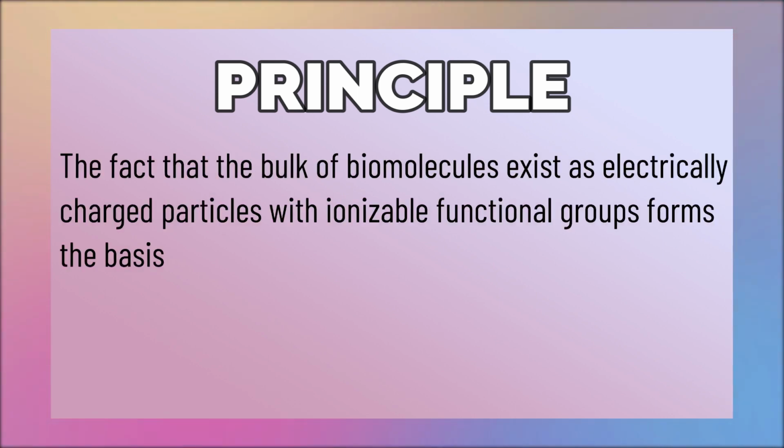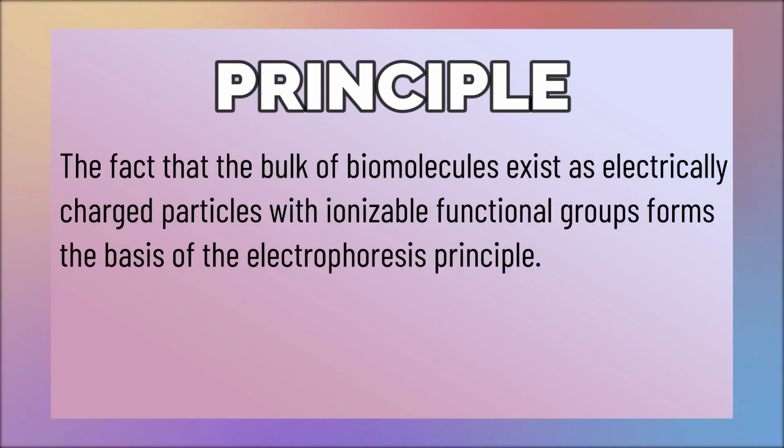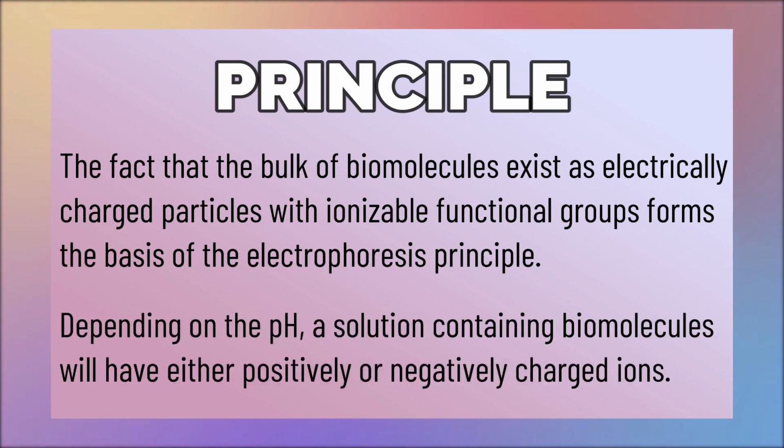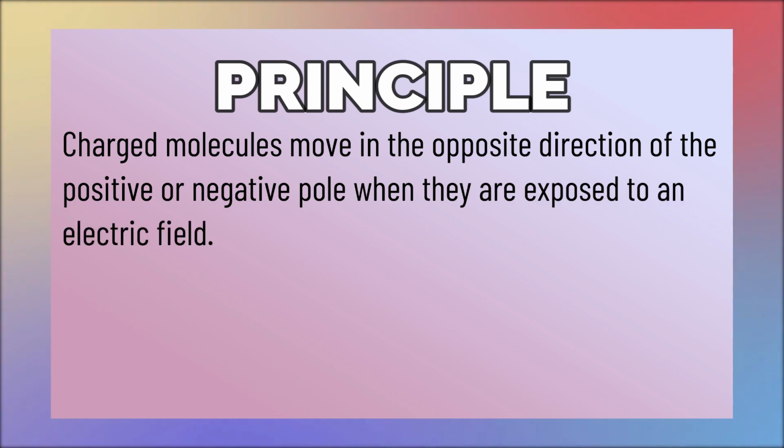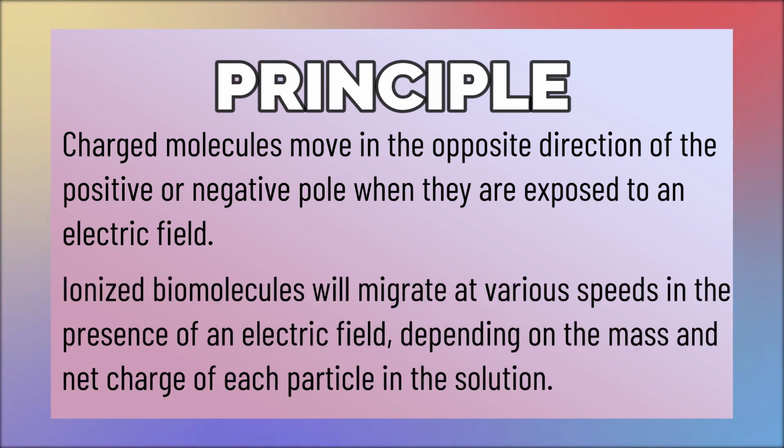The fact that the bulk of biomolecules exist as electrically charged particles with ionizable functional groups forms the basis of the electrophoresis principle. Depending on the pH, a solution containing biomolecules will have either positively or negatively charged ions. Charged molecules move in the opposite direction of the positive or negative pole when they are exposed to an electric field. Ionized biomolecules will migrate at various speeds in the presence of an electric field, depending on the mass and net charge of each particle in the solution.